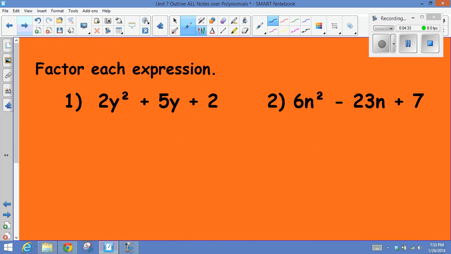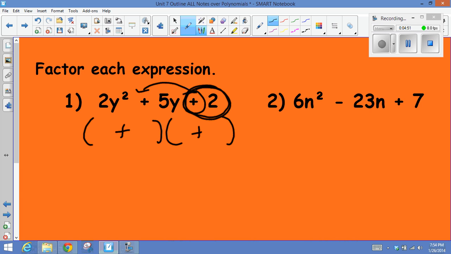So let's try some. This one here, I'm going to write this down. Okay, so I'm looking here and this is positive, so I know my signs are going to be the same. I look back here and this is positive, so they're both positive. Now the difference here is that I'm going to look at this 2. I have to consider the factors that give me this one as well as this one. Last time we could just write down that y and be done, but now we've got this 2 to deal with.